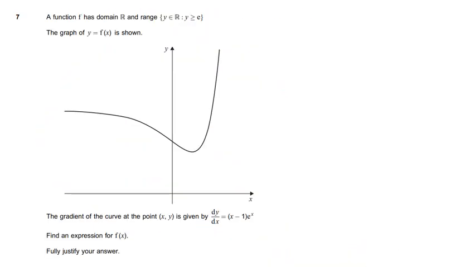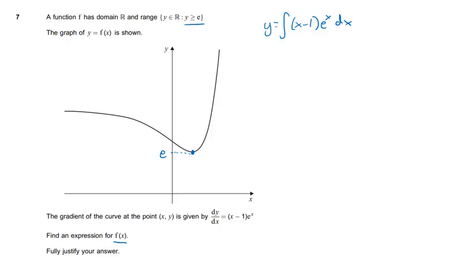Right, question 7. We've got a function here. We're told its range, that y is greater than or equal to e. So that tells us that the minimum value is e here. And we're not told what the function is, but we are told its gradient. So to find the function itself, we're going to have to integrate that. So y is going to be equal to the integral of x minus 1 times e to the x. So integrating the derivative.